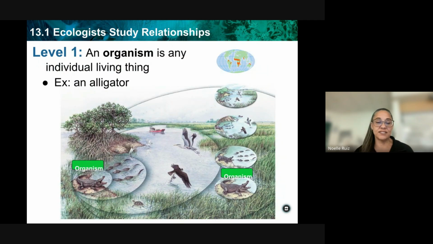Level 1, the smallest. An organism is any individual living thing. So we have this picture. And you can see the circles get bigger and bigger and bigger. So we're going to talk about each level and what they include. So the basic level is just one individual living thing. And in our example, it is just an alligator.